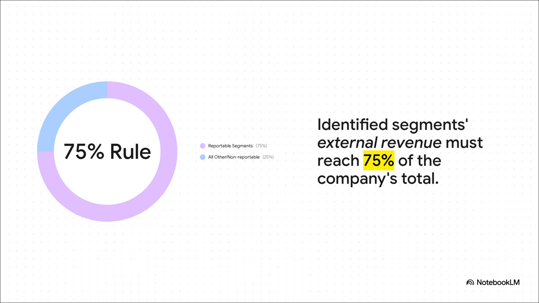It's the 75% rule. Once you've found all the segments that pass those 10% tests, you have to add up their external sales. If that total doesn't reach at least 75% of the company's total external revenue, management has to start adding more segments, even smaller ones, until they cross that 75% threshold. This stops companies from hiding the bulk of their business in some vague other category.